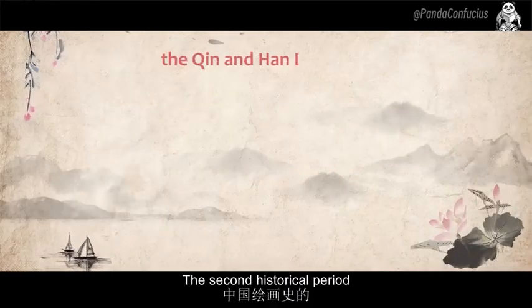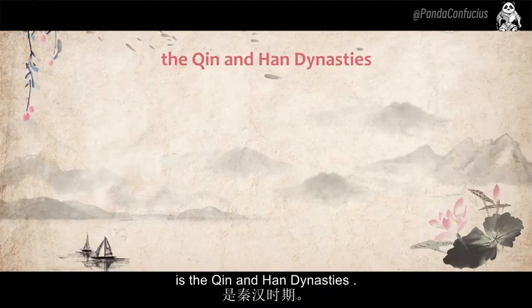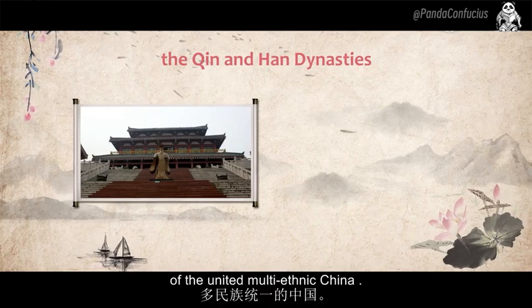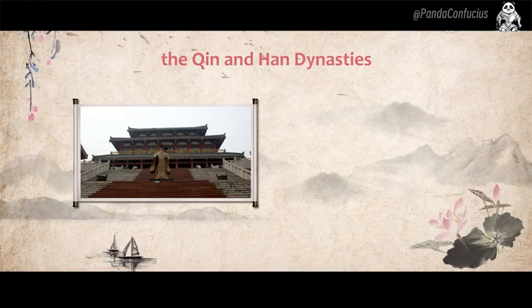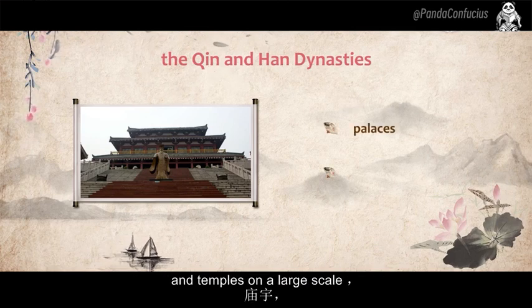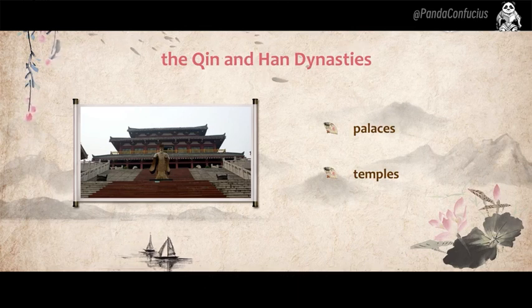The second historical period of Chinese painting is the Qin and Han dynasties. Qin witnessed the early stage of the united multi-ethnic China. The emperors promoted constructing palaces and temples on a large scale, where there were many paintings.